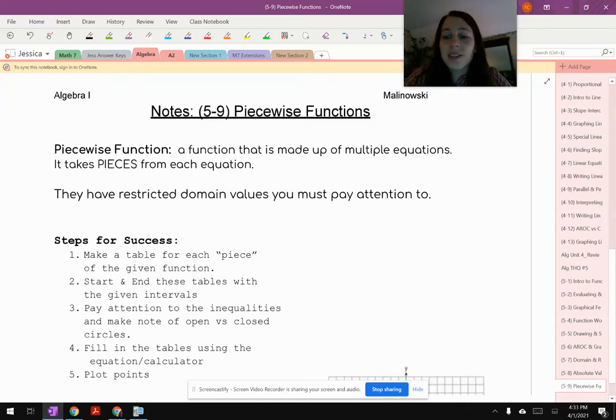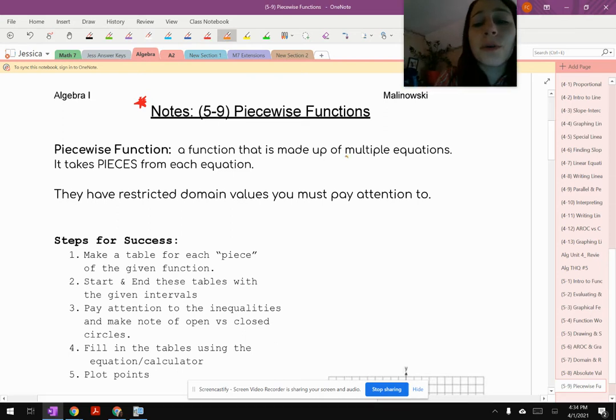All right, last lesson of this Unit 5 for this year, and it's about piecewise functions, which is an extremely important lesson. It does show up on the Regents exam every single year without fail. So a piecewise function is simply a function that's made up of multiple equations. It takes pieces from each equation.